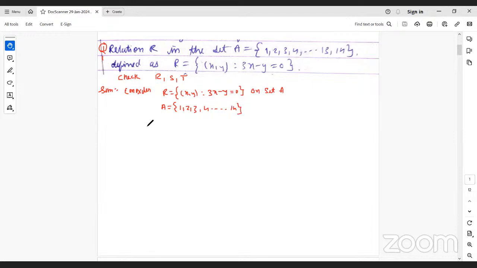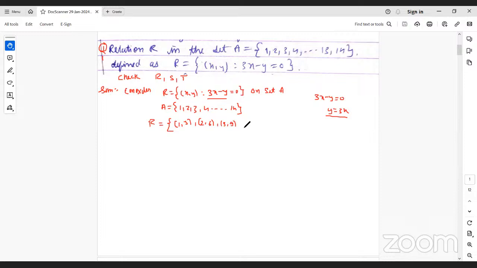First step, we will convert this relation into roster form. To do that, we need to make use of this condition. You can do it in the rough column. So y is equal to 3x is the condition. Here we need to take x values from set A. We start with 1, the first element of set A. When x is 1, y will be equal to 3. Similarly, when x is 2, y will be 3 into 2, equal to 6. Next, when x is 3, it will be equal to 9.